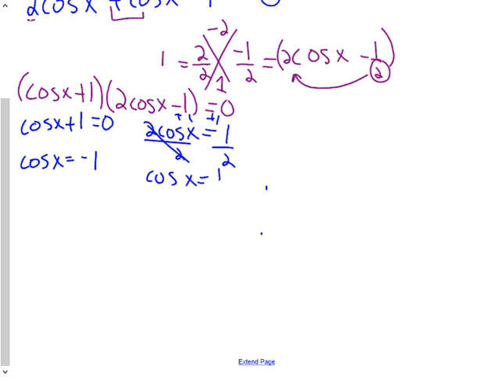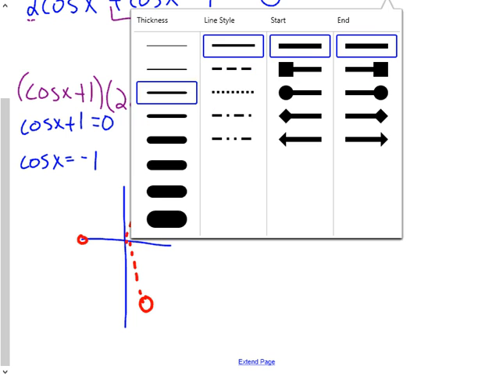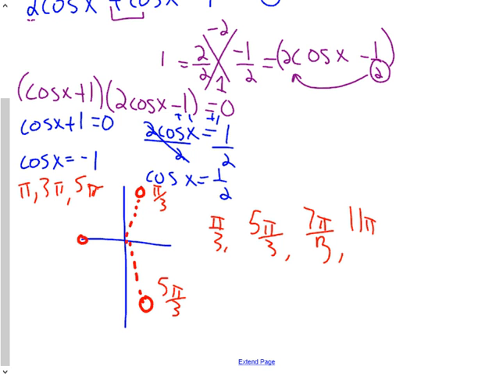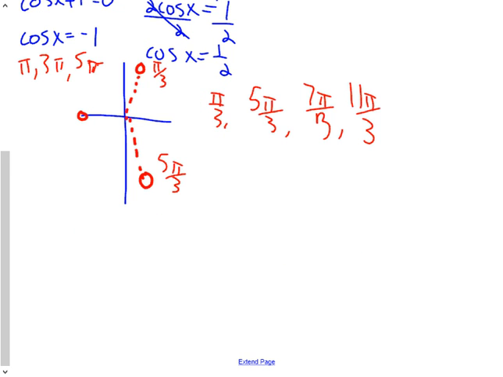And now solving for the values. So cosine of x is minus 1 right here. Cosine of x is half in quadrant 1 and in quadrant 4. And so writing our answers out, we got pi, 3 pi, 5 pi. On the right, on the left, we've got pi thirds, and then we got 5 pi thirds. And then if we keep repeating, we got 7 pi thirds and 11 pi thirds by adding 2 pi to our earlier. Now, what's the pattern between these?